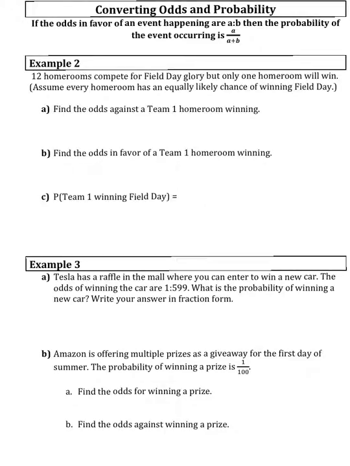Okay, so 12 homerooms compete for field day glory, but only one homeroom will win. Assume every homeroom has equally likely chance of winning a field day. Of course, your homeroom is the most talented, right? So definitely not equal chance. But let's just say every homeroom has equal talent, equal chance of winning field day. Find the odds against a Team 1 homeroom winning. When I ask for the odds against, I'm looking for basically how many ways can it not be Team 1?